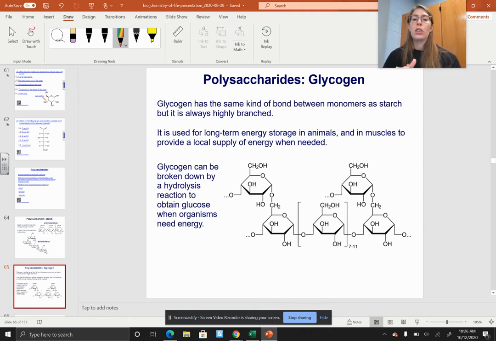Glycogen is used for long-term energy storage in animals and in muscles to provide a local supply of energy when we need it, which is why after you eat, you want to grab something that's got a little bit more glucose to it, maybe some simple carbohydrates. This way you can restore your glycogen. You also want to get protein in there, and we'll talk about protein later as to why protein is important. Glycogen can be broken down by hydrolysis to provide glucose for fuel to cells. We break down glycogen to get glucose. Glucose is what can go into the cell for the cell to use for energy purposes.